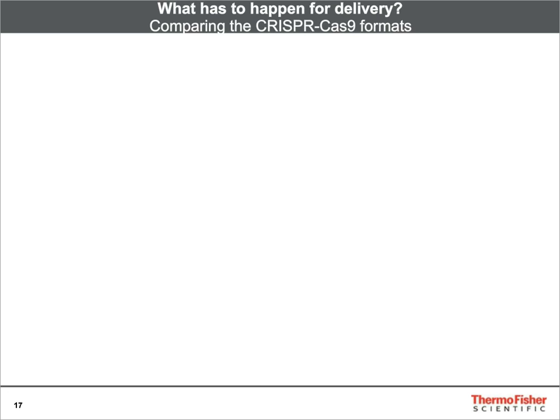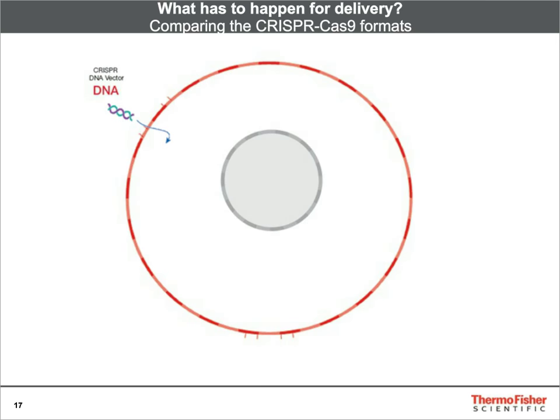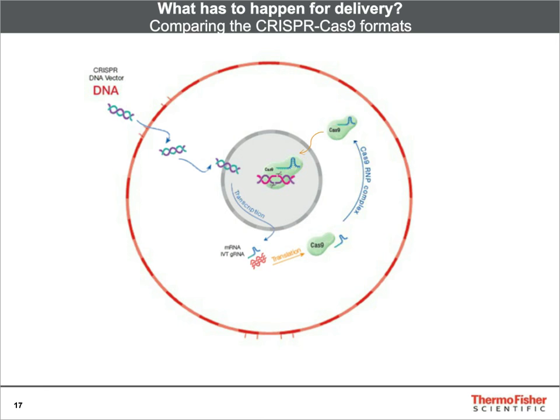Now let us look at each of these formats that I've described earlier and see what needs to happen within the cell for successful delivery and gene editing. First, in the case of the CRISPR-Cas9 DNA plasmid system, the DNA has to make its way through the cell wall into the cytoplasm, then into the nucleus, and be transcribed into Cas9 mRNA and the in vitro transcribed guide RNA. Thereafter, the mRNA transcripts are translated to Cas9 protein, which then has to find the respective target-specific guide RNA, form the effector complex, and then enter into the nucleus. So there are several different processes that have to occur with the Cas9 plasmid format.